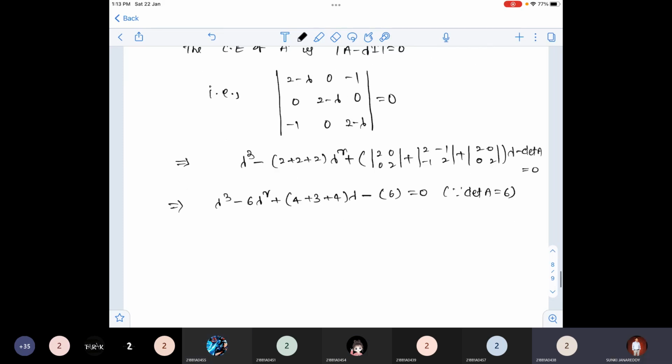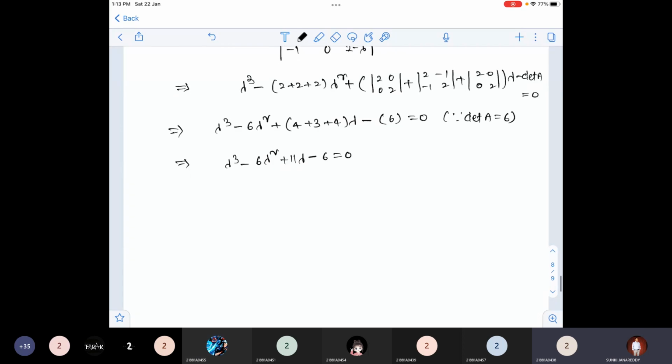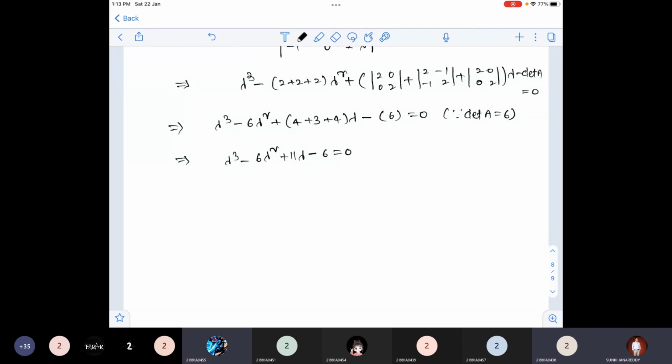Now that implies lambda cube minus 6 lambda square, here what can we get? 11 lambda minus 6, that one is equal to 0. That implies lambda equals 1, 2, and 3. Did you get 1, 2, 3? That implies lambda is equal to 1, 2, 3.